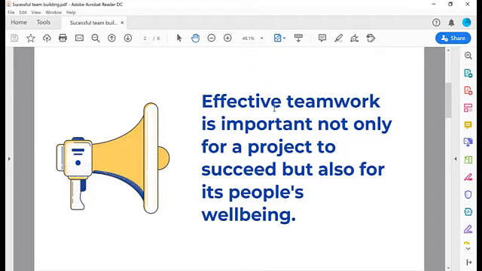So effective teamwork is quite important, not only for our project, but also for our well-being as humans and as individuals. And I know for a fact that people are driven by their well-being. If something is stressing you, you wouldn't want to be doing that. So how can you make work easier for people, and how can you collaborate and make everyone excited about the project?